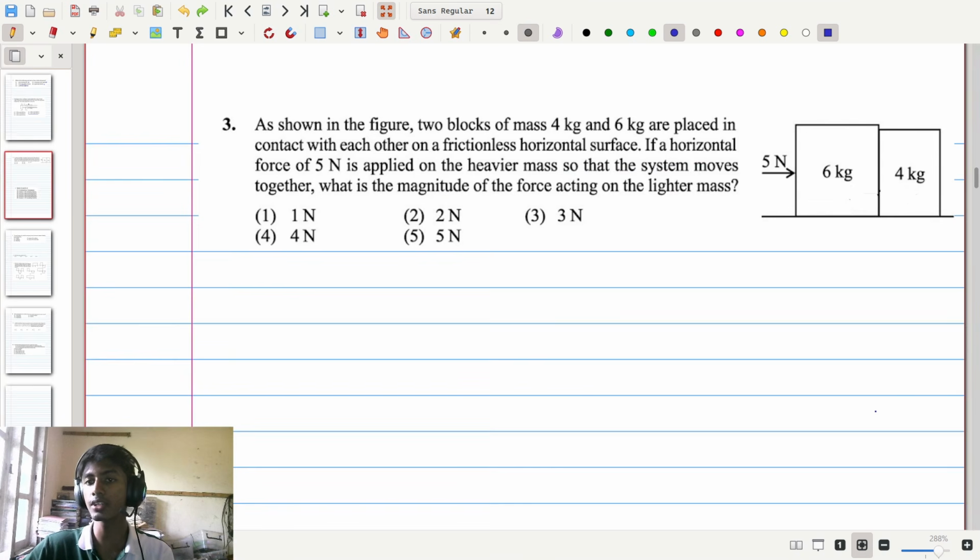So here we can see we have 6 kg, 4 kg and a force of 5 newtons acting to the right hand side. Now if these two objects move together to the right hand side, we can see there must be a normal reaction from the 6 kg mass on the 4 kg mass, pushing it to the right like so. And due to that, there's going to be an equal and opposite force on the 6 kg mass, stopping it from accelerating in that direction like so.